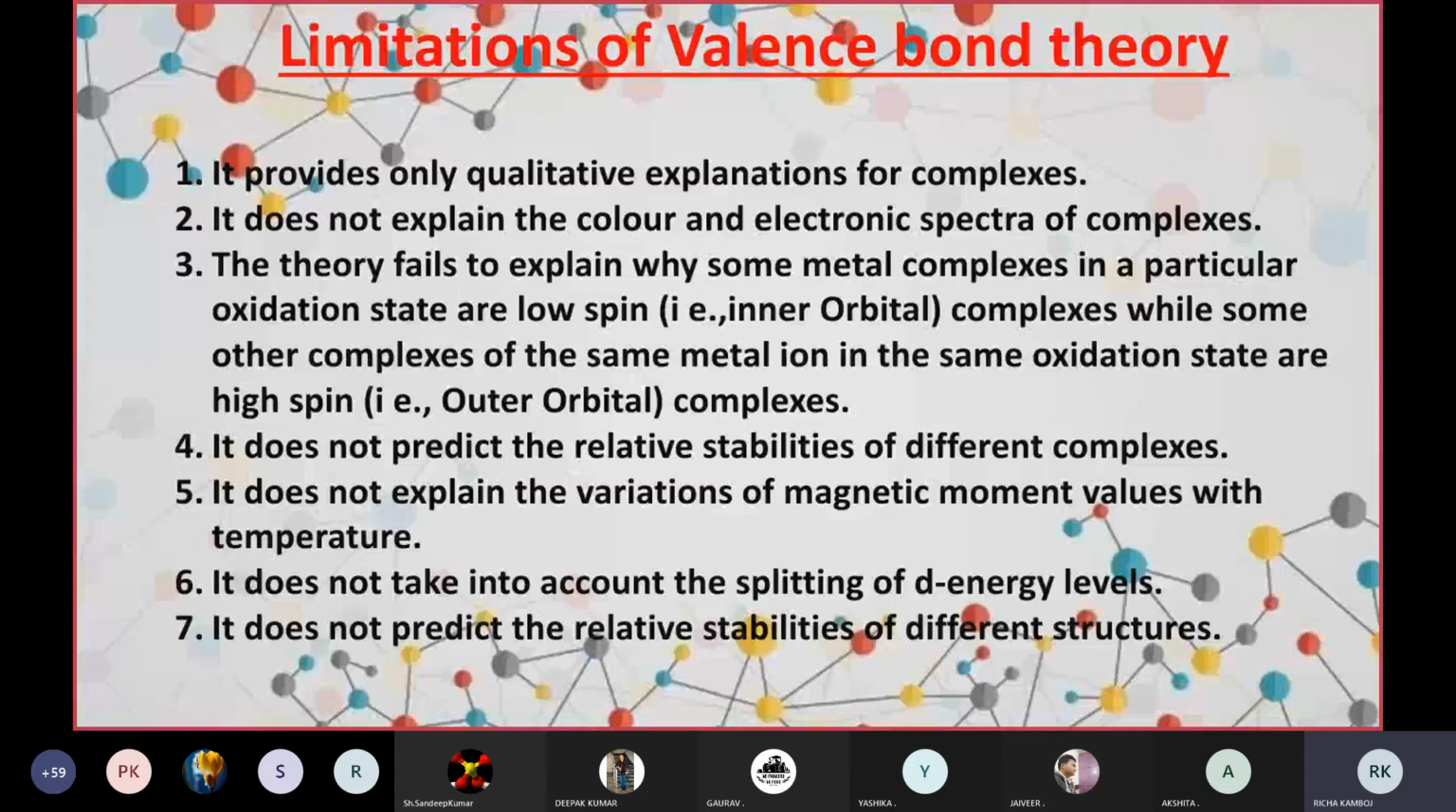Fourth, it does not predict the relative stability of different complexes. Number 5, it does not explain the variations of magnetic moment values with temperature. Number 6, it does not take into account the splitting of d energy levels. Number 7, it does not predict the relative stabilities of different structures.